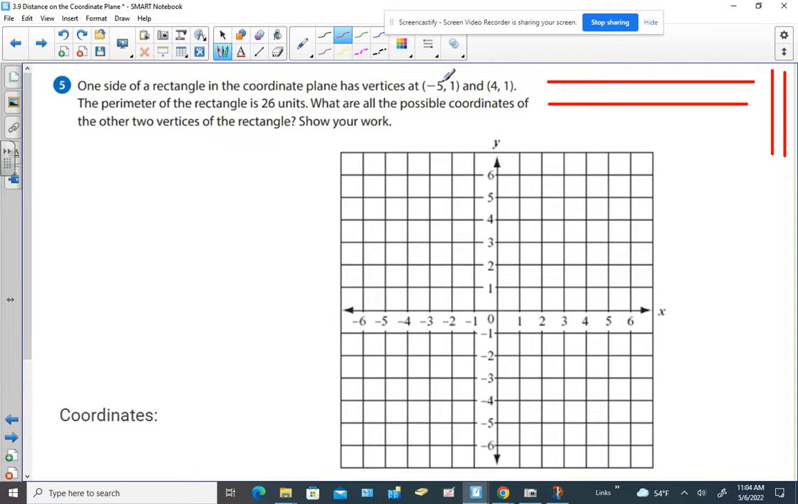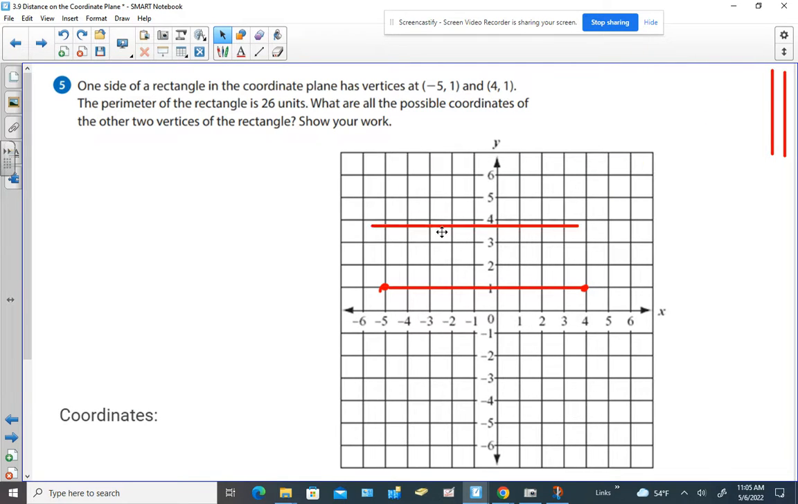We have to go left 5 and up 1, so let's go left 5 and up 1. And we have to go over 4, up 1. All right, so that means that one of the sides of the rectangle would look like that. Now, what do we know about rectangles? We know that the opposite side of the rectangle, which could be either above that line or below that line, will be the same length. And we also have to figure out what that length is.